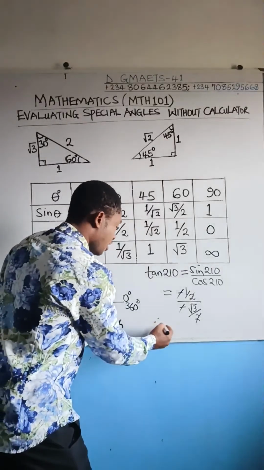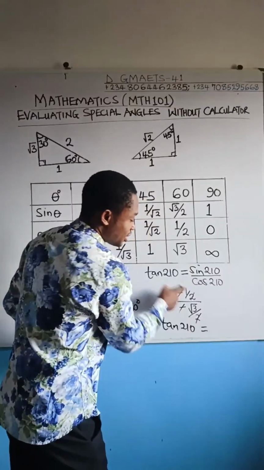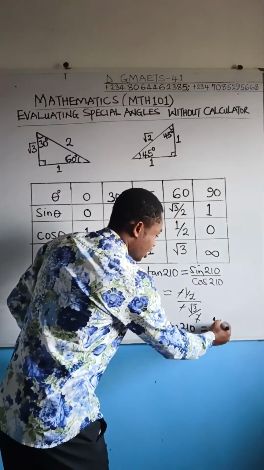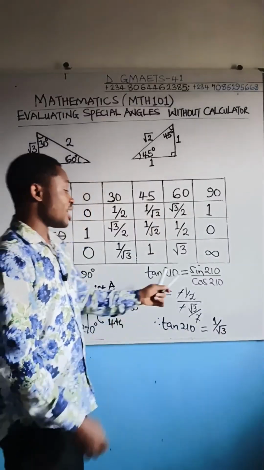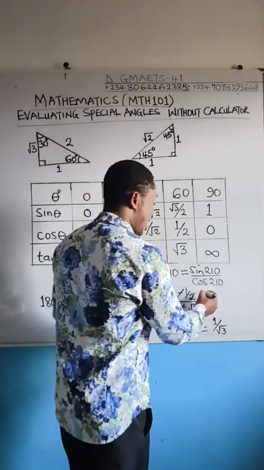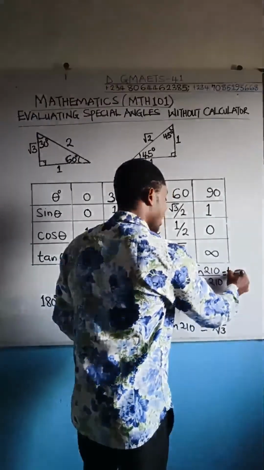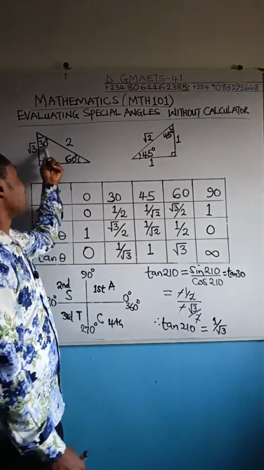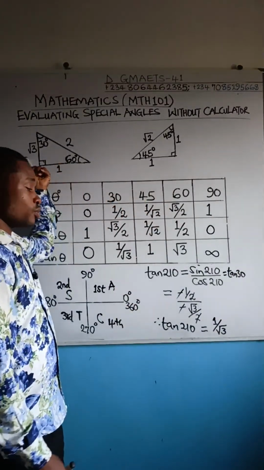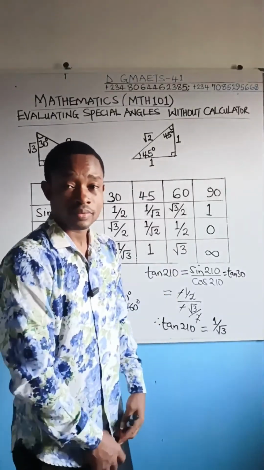We can conclude therefore that tan 210 is equal to 1 over root 3, which is what you could have obtained directly if you evaluated tan 30. In fact, let me indicate this is equal to tan 30. If you come here and evaluate tan 30, you get 1 over root 3. So either way, you still get the same result.